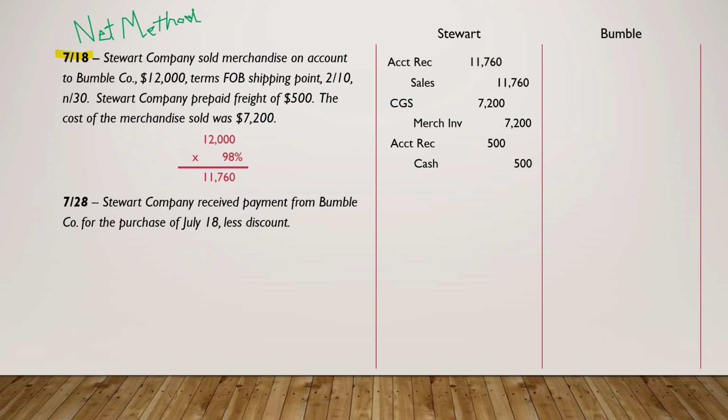On Bumble's books, debit merchandise inventory and credit accounts payable for $11,760. Bumble will record the prepaid freight with a debit to merchandise inventory and a credit to accounts payable. Note that Stewart's receivable is Bumble's payable.